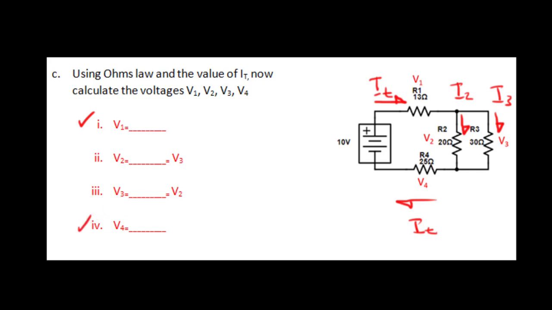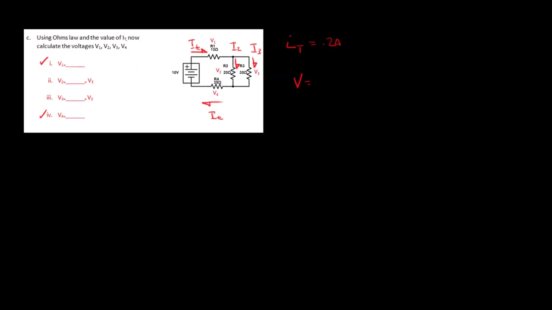So remember from Ohm's law, V equals IR. So V1 is going to equal my current, 0.2 amps, times the resistance R1, which is 13 ohms. That's going to equal 2.6 volts. Now V2, I'll do that one in purple here.